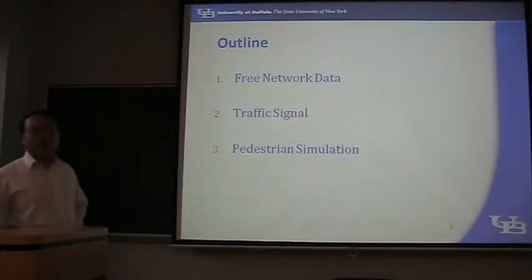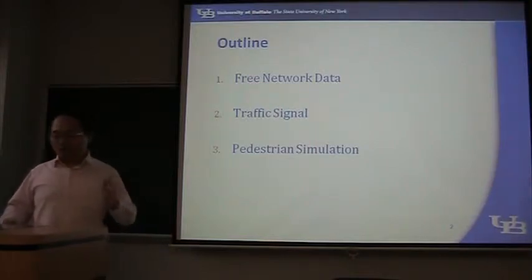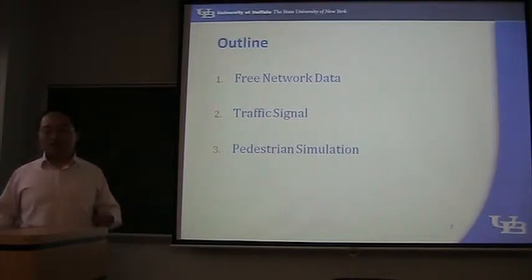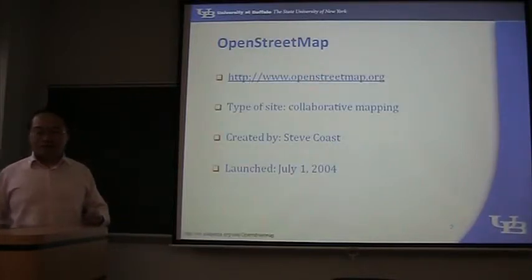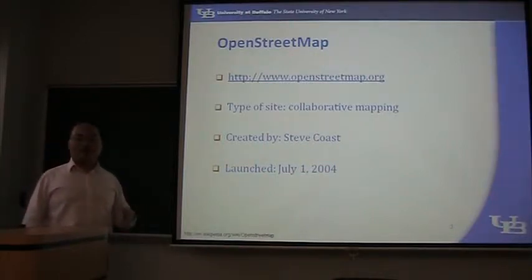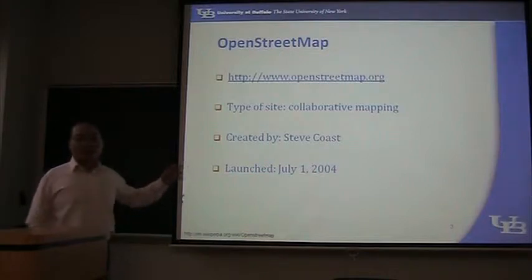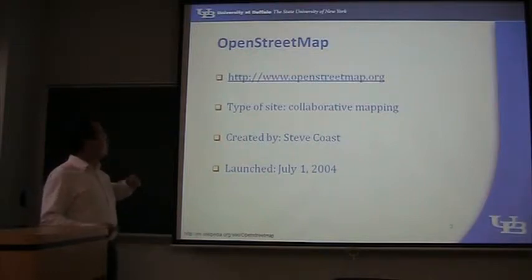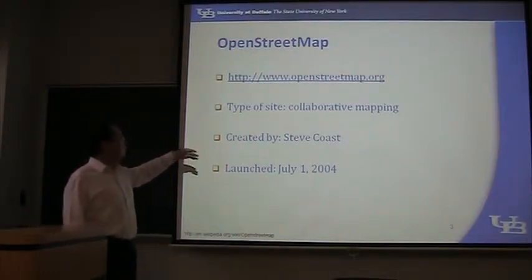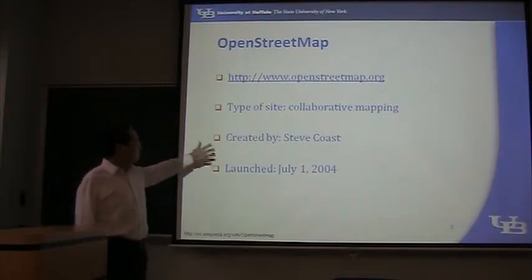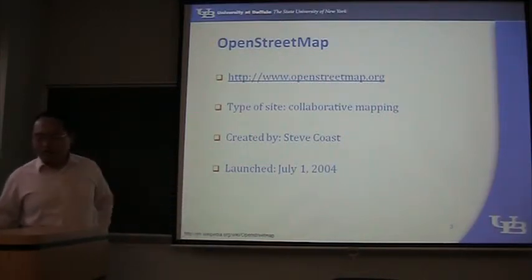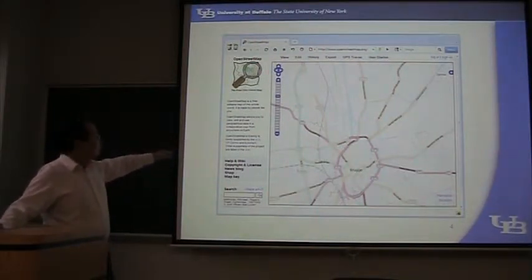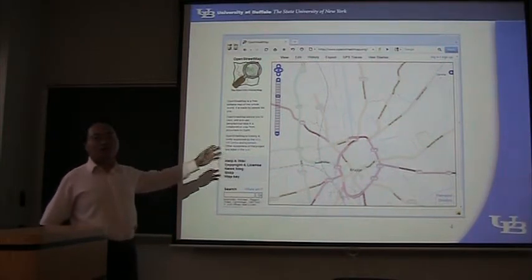Where do we get free network data? When you are modeling, when we are doing a simulation, the first thing you want to get is the network. You want to build a network from scratch. And one thing you can depend on is this project called OpenStreetMap. If you go to this website, you will find a lot of free things. And this site is for collaborative mapping, and it's created by this person in 2004. So if you go to the website, openstreetmap.org, you will find this interface, which is very similar to Google Maps.